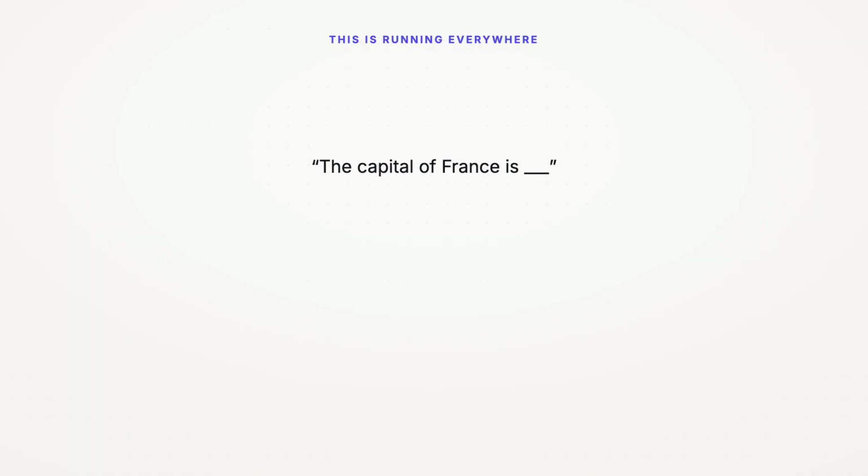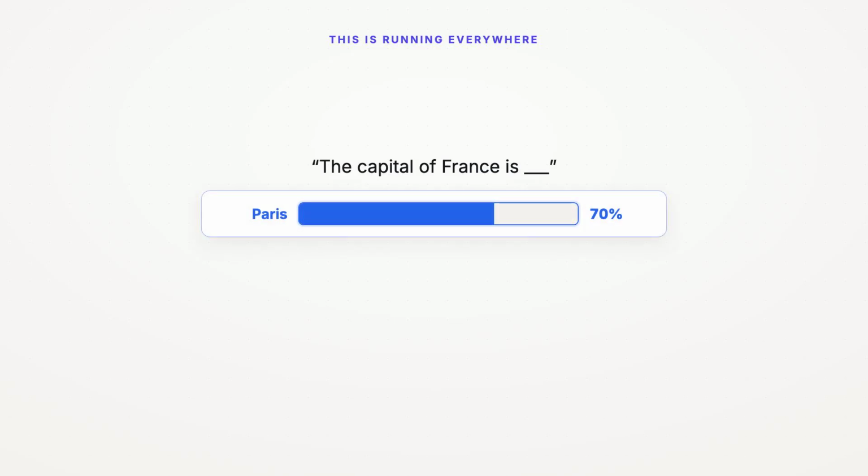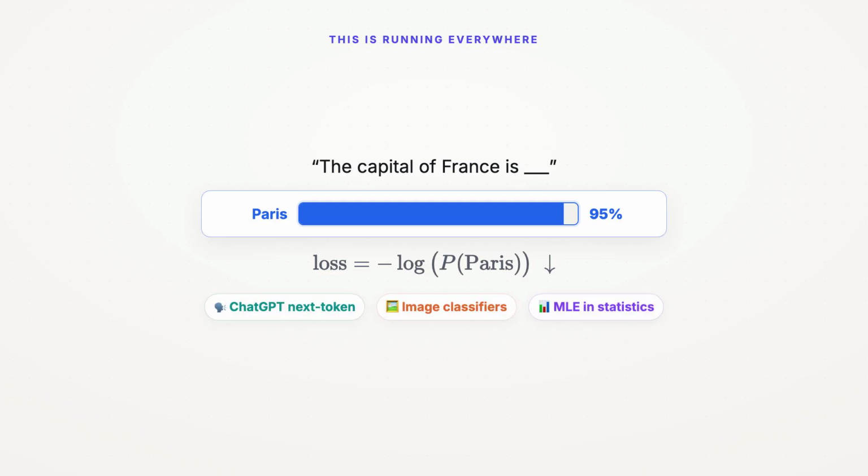And this isn't just theory, it is running everywhere. When ChatGPT reads, "The capital of France is," it predicts the next word. It might give Paris 70%. The training answer is Paris, so the loss is minus the log of 0.7. Training pushes Paris higher, maybe to 95%, and the loss shrinks. That single idea, repeated over trillions of words, is how the model learns language.